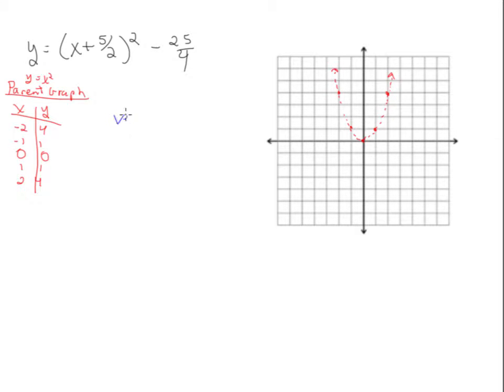Next, we'll look at our equation that we have in vertex form and identify our vertex and our transformations of this graph. Now, there are 2 ways that you can graph this equation. The first method I'm going to show you is using the vertex and your transformations of left 5/2 and down 25/4.